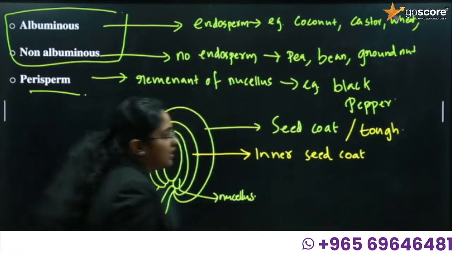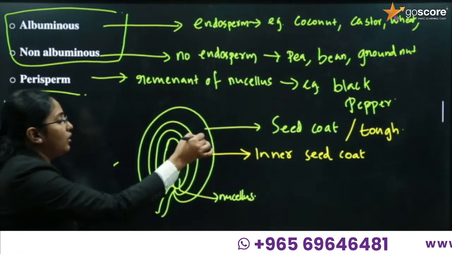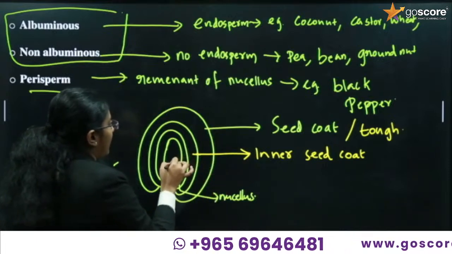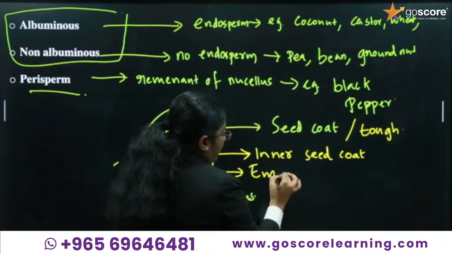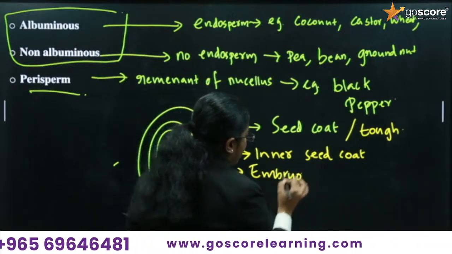Okay, it is the inner seed coat. Inside this seed coat, both the seed coats, what is present? This embryo. The egg apparatus will be converted into the structure called embryo. Nucellus will be present.